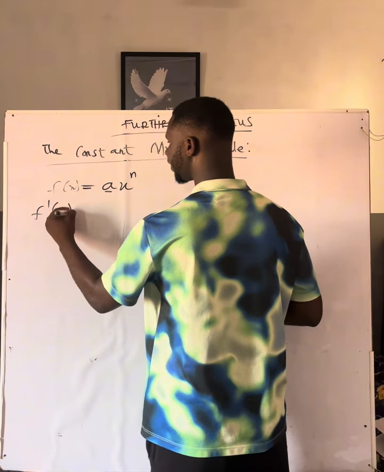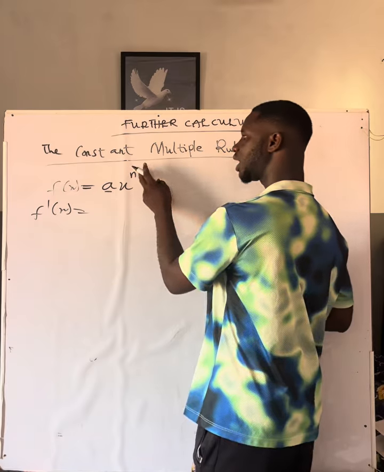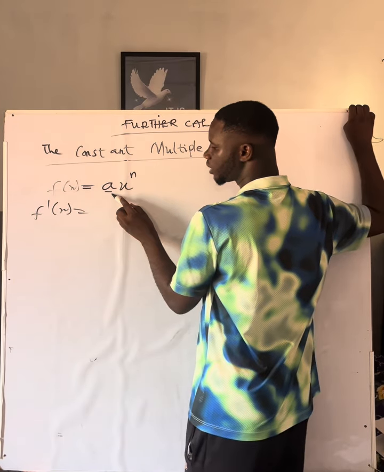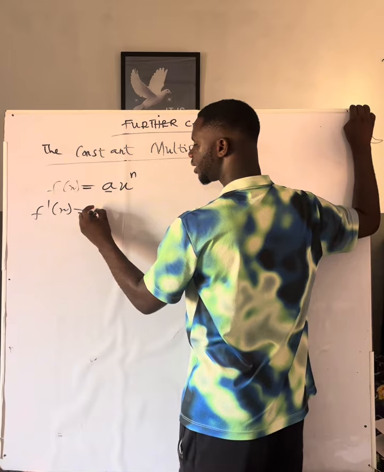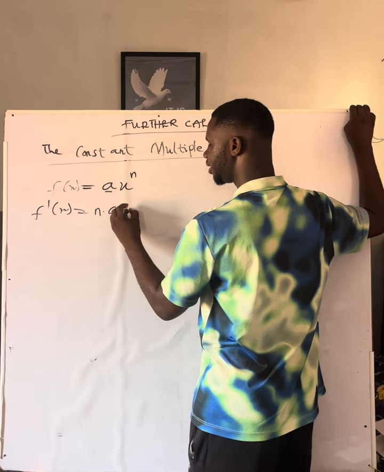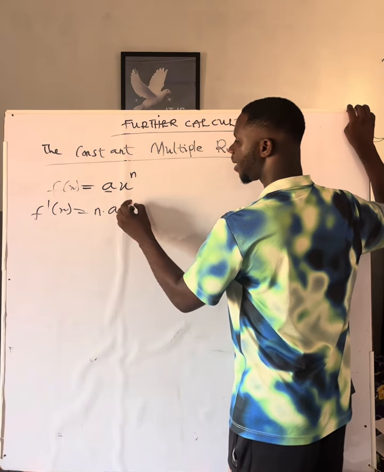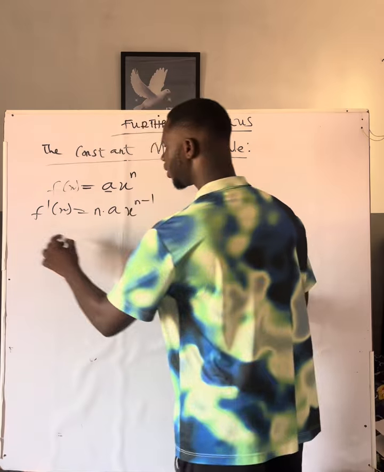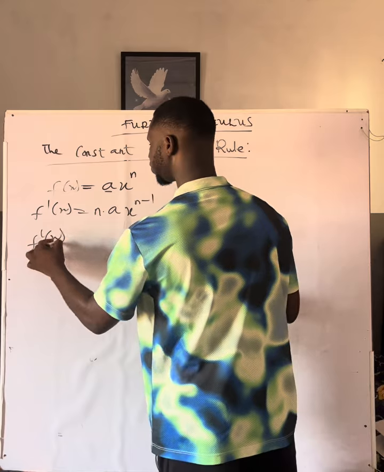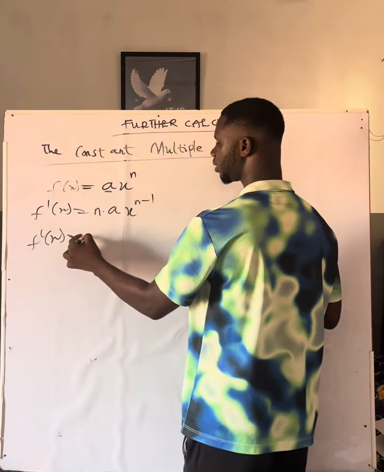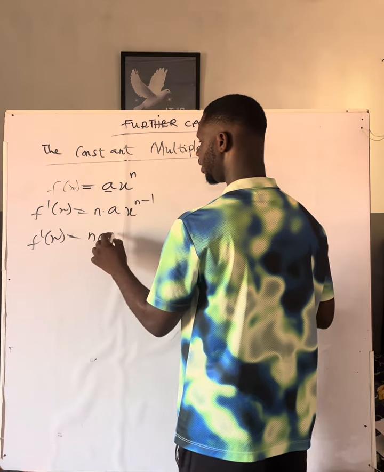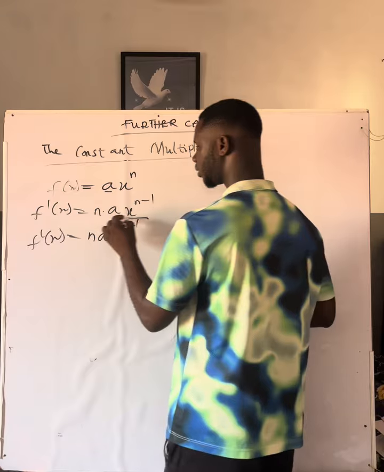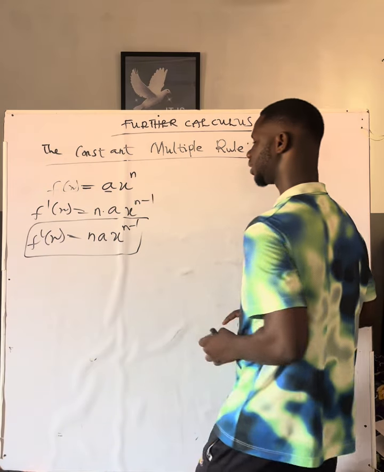Our f1 of x is going to be, as we did for the power rule, the n multiplying the a, then x raised to the power n minus 1. So you go by the same rule. Now our f1 of x, or dy dx, is equal to n a x raised to the power n minus 1. So you must keep this in your head.